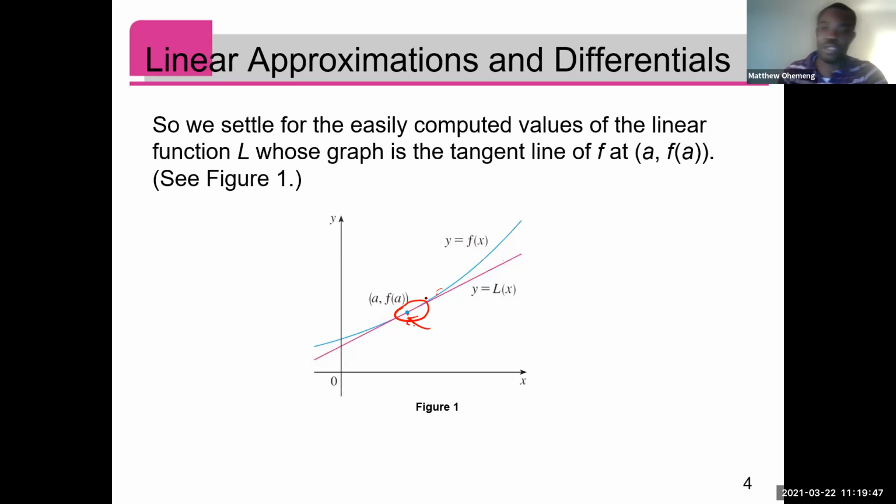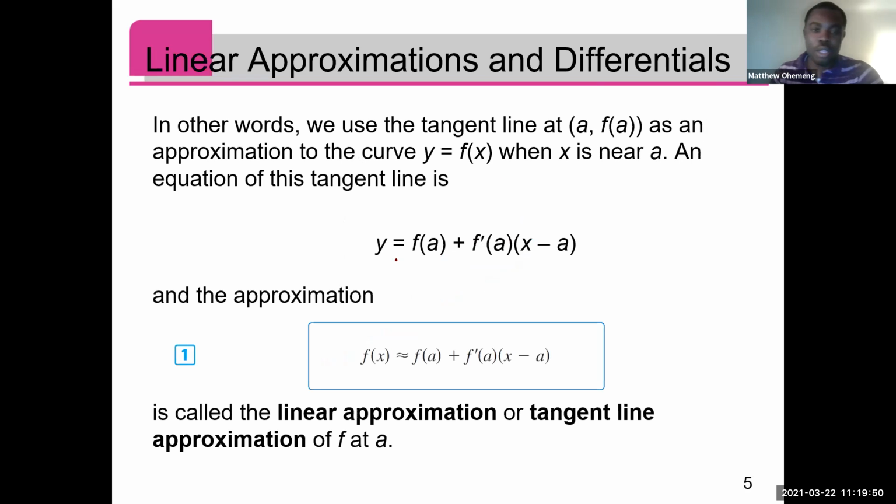So let's see how this is going to work. Essentially, you are just going to find the equation of the tangent line, nothing new. If you have the point a, f of a, and you're looking at the tangent line at that point, then the equation of the tangent line is just going to be what? Don't forget, it's y minus y1 equals m times x minus x1. Our y1 is f of a, and our slope, we just learned, is the derivative evaluated at a, the slope of the tangent, and then x minus a.